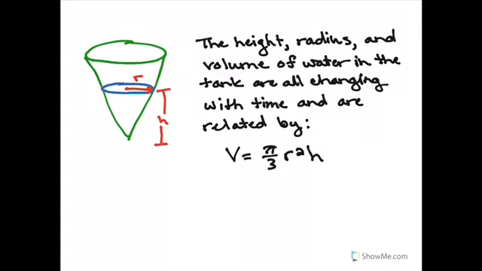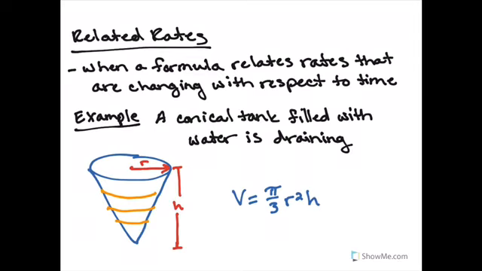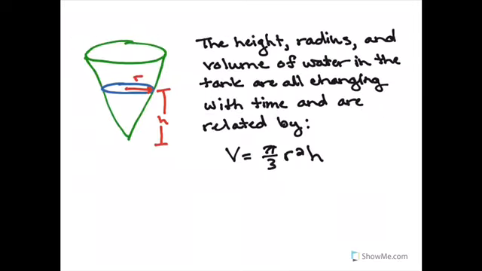So here, my radius at the top of the tank is bigger than it is now that a bunch of water's drained out of the tank. The height is shorter now than it was when it was filled to the top of the tank, and the volume is now less.